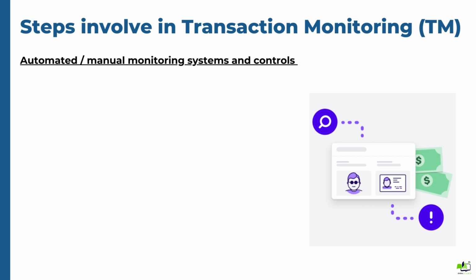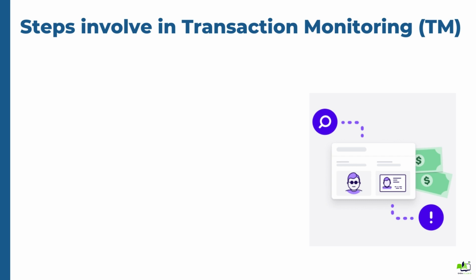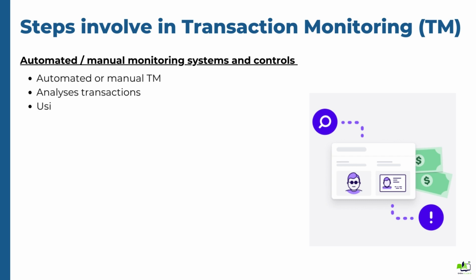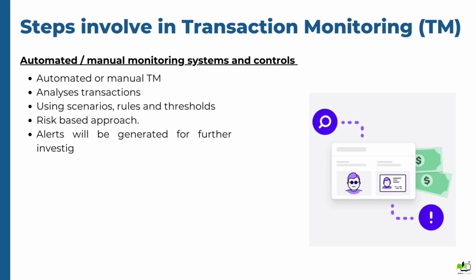What are the steps involved in transaction monitoring? First step is automated or manual monitoring systems. It involves analyses of transactions using scenarios, rules and thresholds or risk-based approach.